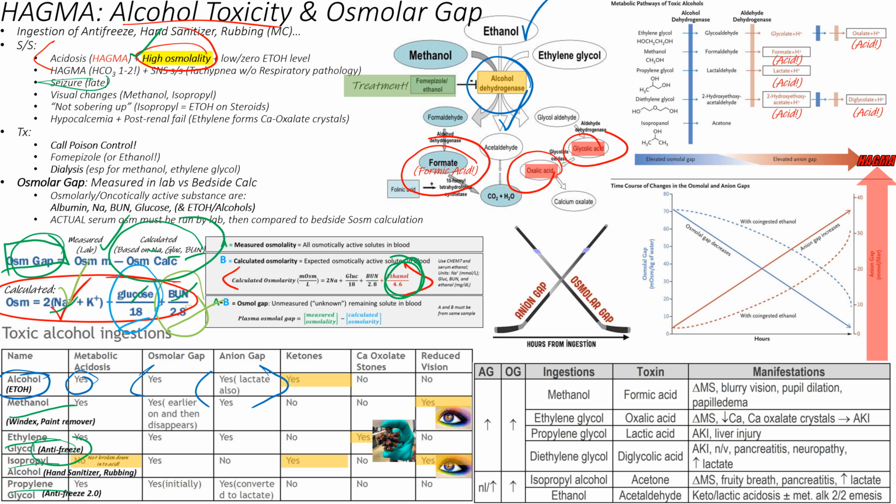Seizures can happen with severe acidosis, right? They're going to have sympathetic nervous system symptoms because they're super acidotic. Certain alcohols cause vision changes.